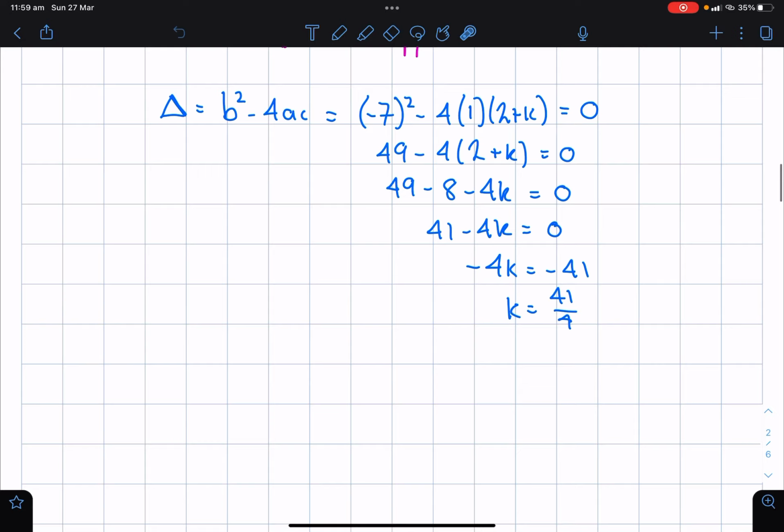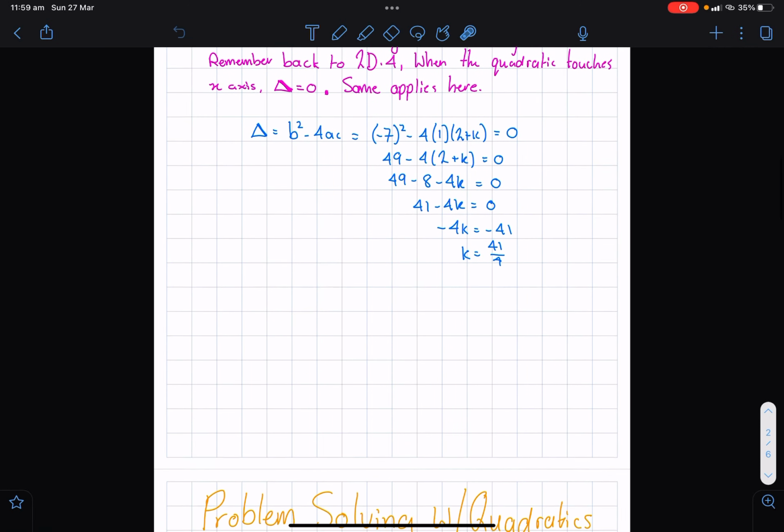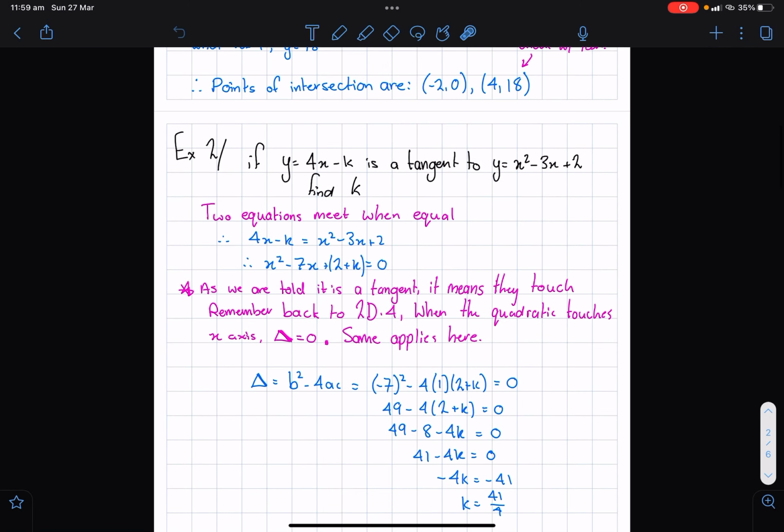All right, so they're the two main questions you will find when you're looking at where two functions meet.